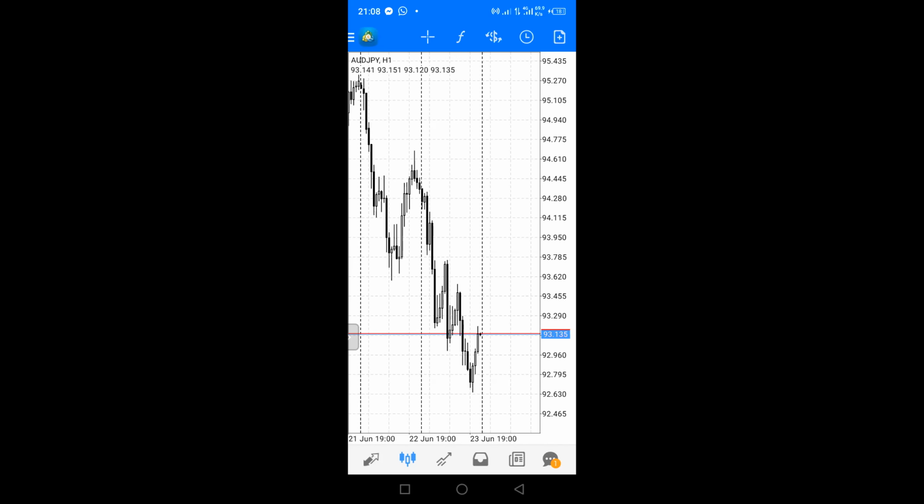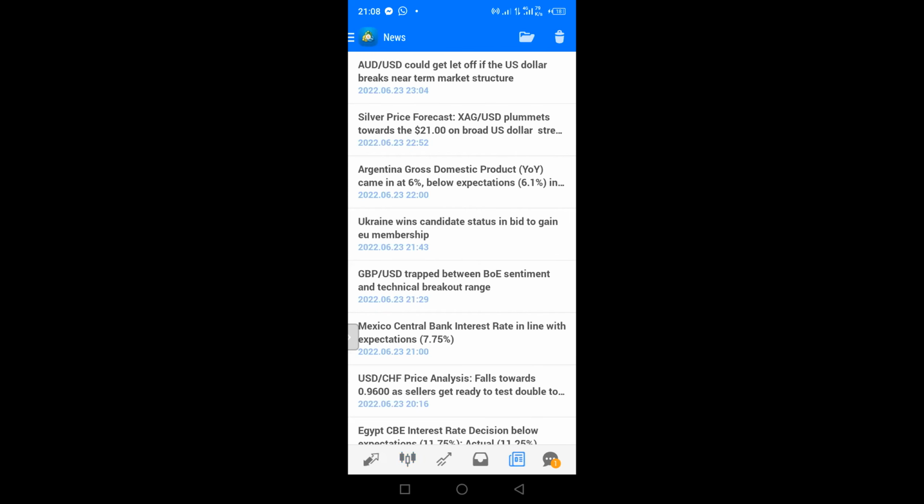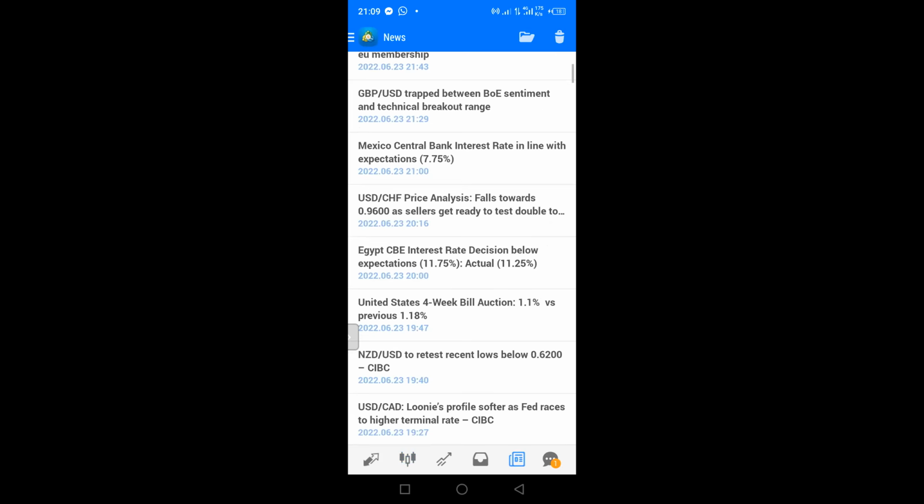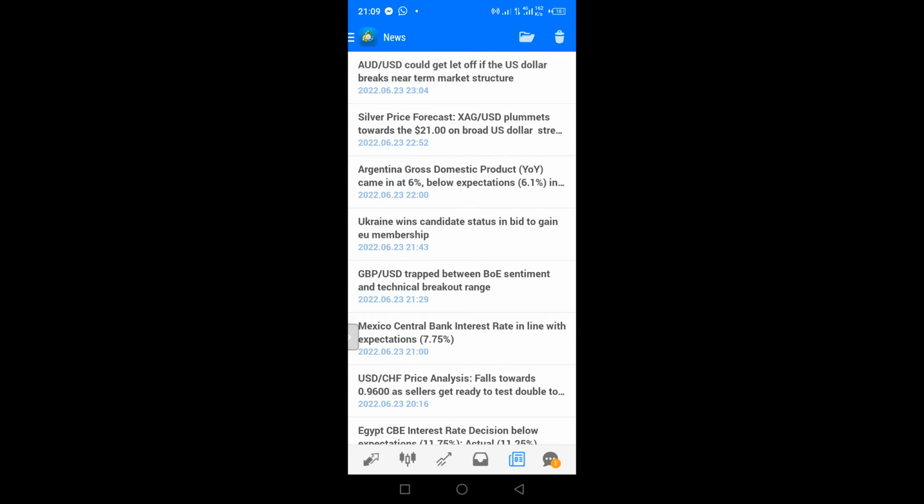Now let's quickly go down. The lower part on the white banner down there, you have the 5th icon. It looks like a newspaper, and of course, it's an icon for news. AUDUSD could let off if the US dollar breaks near midterm structure. Silver price forecast, XAGUSD movements towards $21 on blah, blah, blah. If you want to be a trader that trades using fundamentals, you may like reading some of this news. I barely read them, to be sincere.